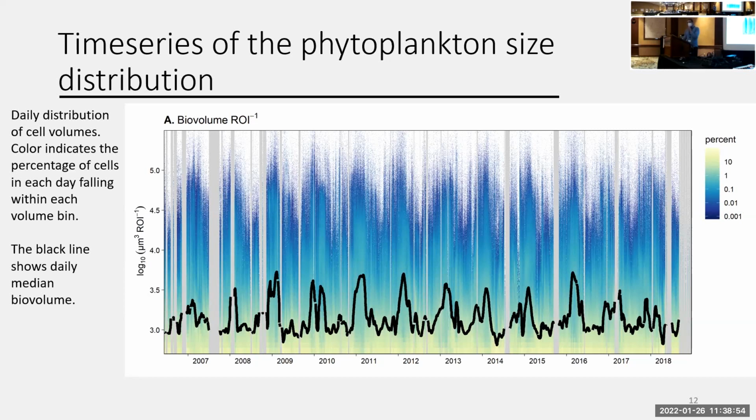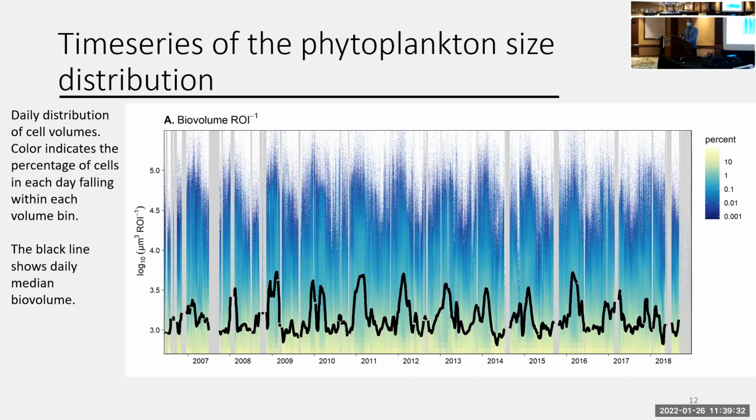As you can see, there's a very high degree of seasonal variability within the phytoplankton size distribution. Very large phytoplankton only make up a measurable percentage of total biovolume during the winter and early spring. In the summer months, we very rarely see these very large phytoplankton cells. You can see that also represented in the daily median cell size, which tends to be much smaller in the summer and peaks in the winter and early spring.